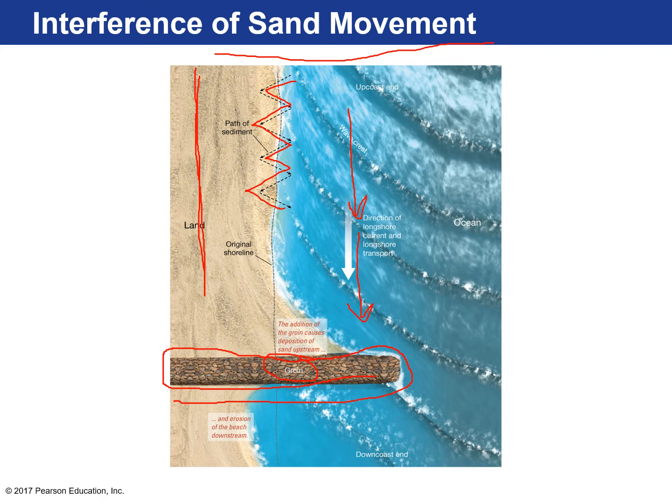So what you see is, here's the original coastline, and an additional deposit of sand over here, which seems like it's great, especially if your house is right here. You're like, yay, I got a bigger beach! But the problem is on the other side of the groin, you see increased erosion.